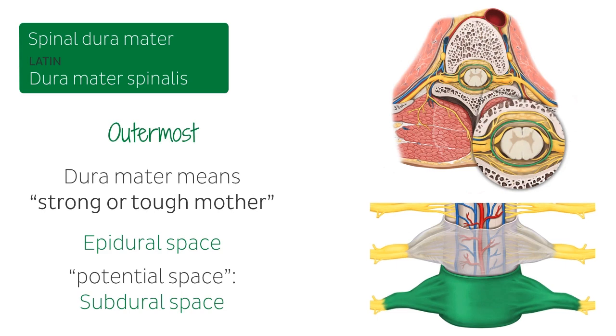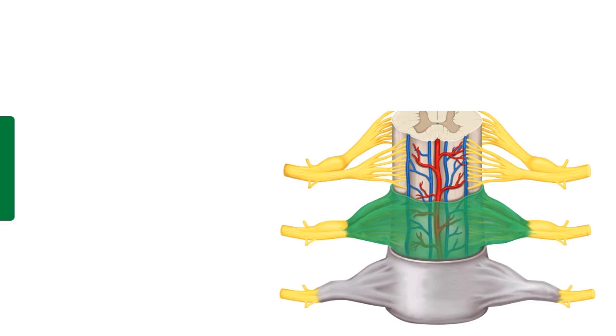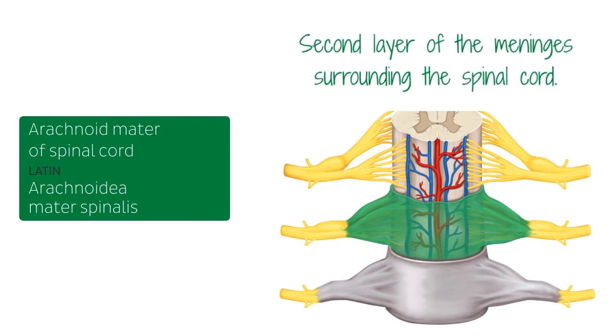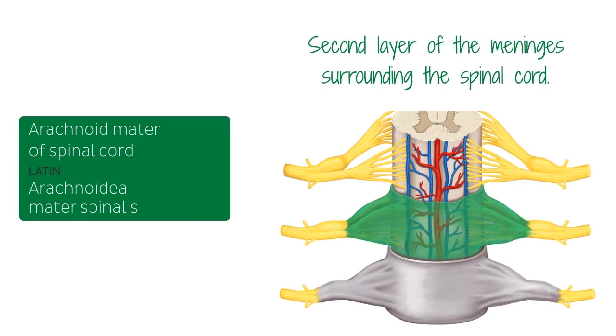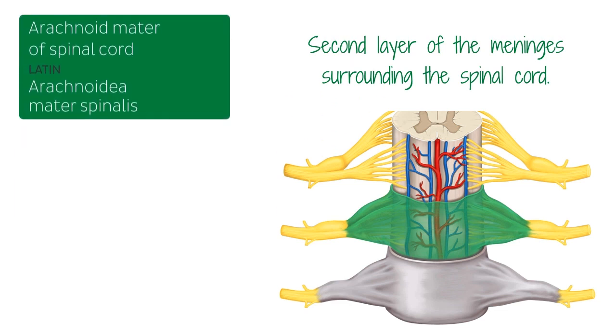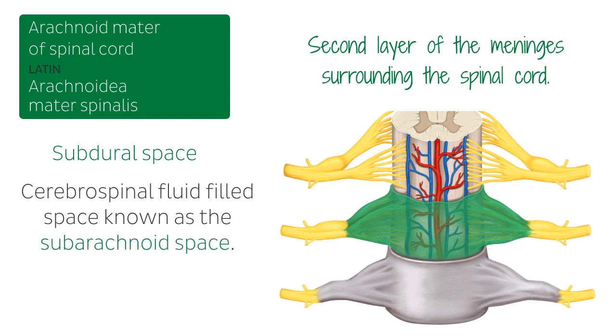The spinal arachnoid matter is the second layer of the meninges surrounding the spinal cord, and it's continuous with the cerebral arachnoid matter above. As we saw in the previous slide, there exists a capillary cleft between the inner surface of the dura mater and the outer surface of the arachnoid matter, known as the subdural space. Between the arachnoid matter and the pia mater is a cerebrospinal fluid-filled space, known as the subarachnoid space.